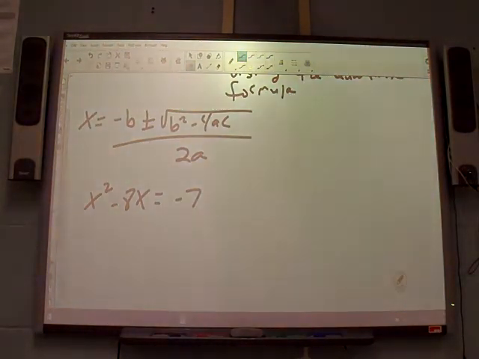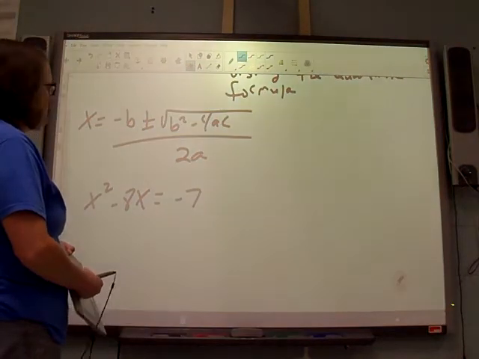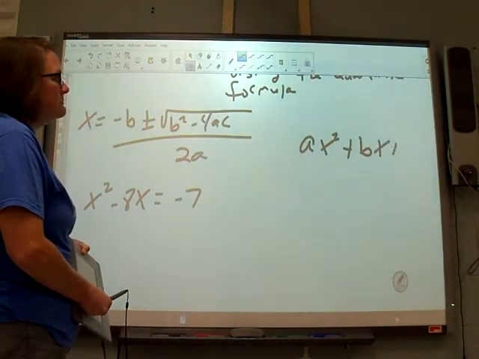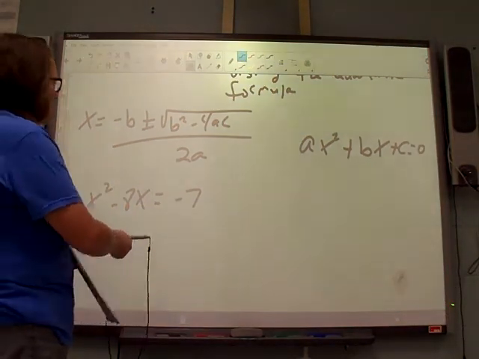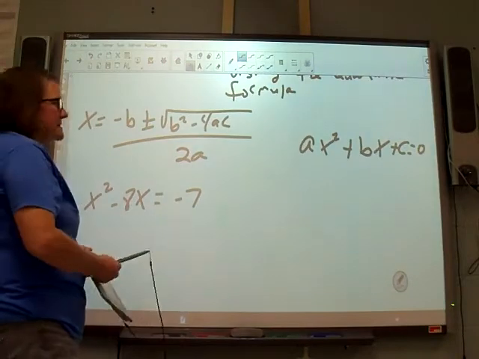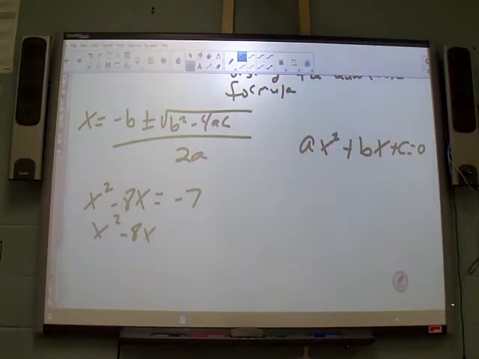Before I can use the quadratic formula, and before you solve any quadratic, you need it to be in standard form. You need it set equal to 0. So our standard form is ax squared plus bx plus c is equal to 0. Right now we're not equal to 0, we're equal to negative 7. So we're going to add 7 to both sides: x squared minus 8x plus 7 is equal to 0.